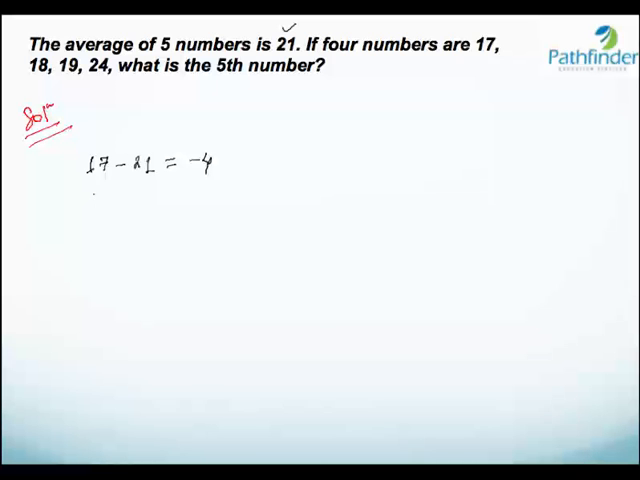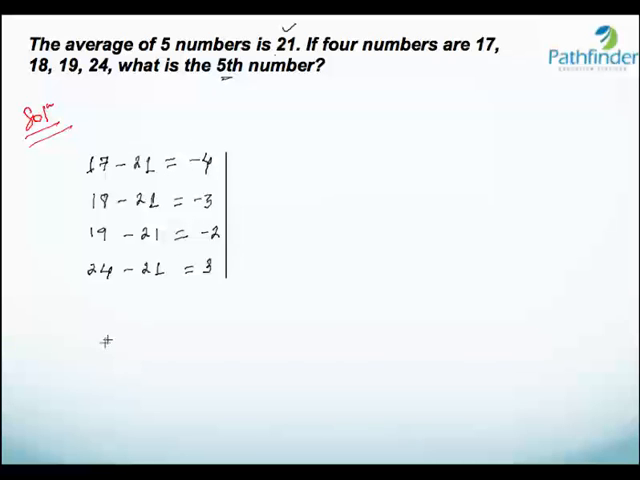Similarly, we calculate the deviation at 18. The deviation at 18 is minus 3. The deviation at 19 is minus 2. And the deviation at 24 is plus 3. Now we all know that the sum of deviations about the average is 0. So if there is a fifth number and if we calculate the deviation for the fifth number, the sum of these deviations and the deviation for the fifth number must be equal to 0. So let us calculate the sum of these deviations first.